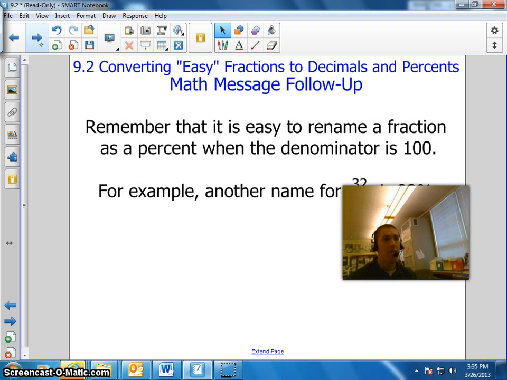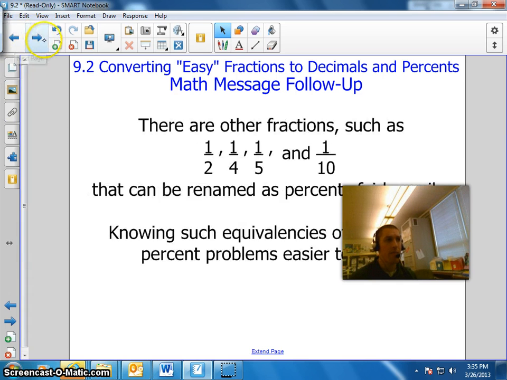Alright, so remember that it's easy to rename a fraction as a percent when the denominator is 100. Those are the ones we worked on with the thing you did at the end of class today. So for example, 32 out of 100 is the same as 32%. Any amount out of 100 is always that percent. So 16 out of 100 is 16%, and 47 out of 100 is 47%.